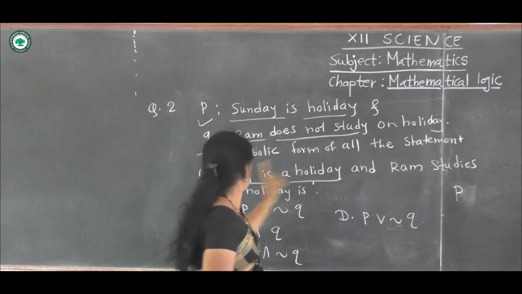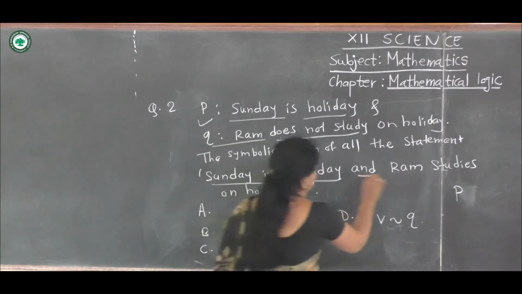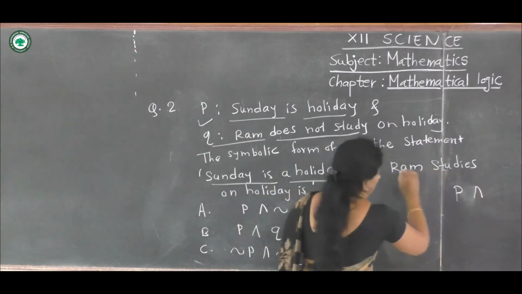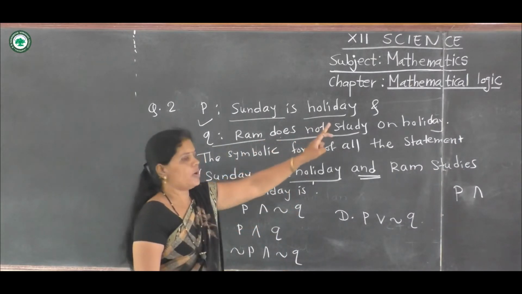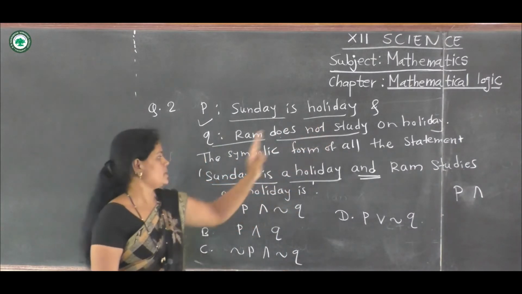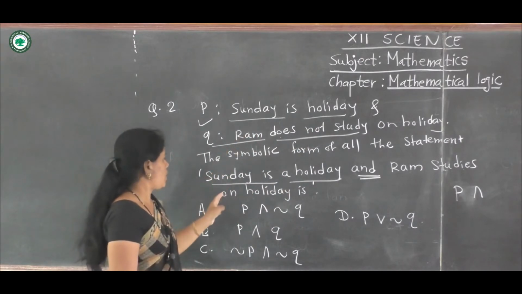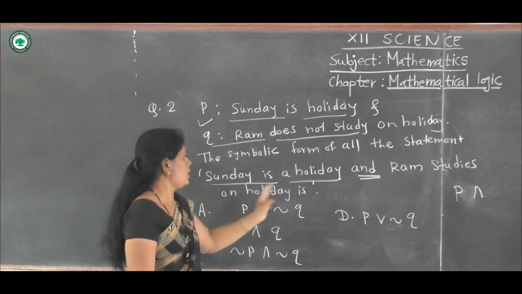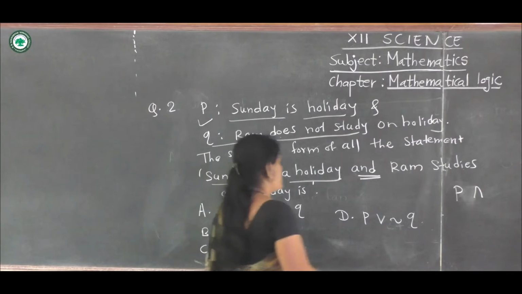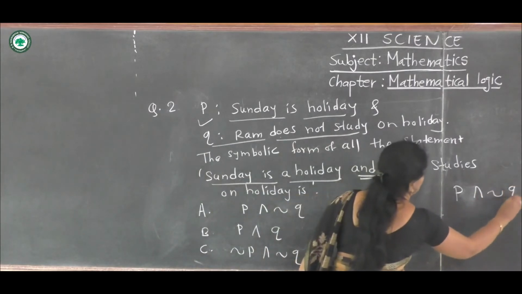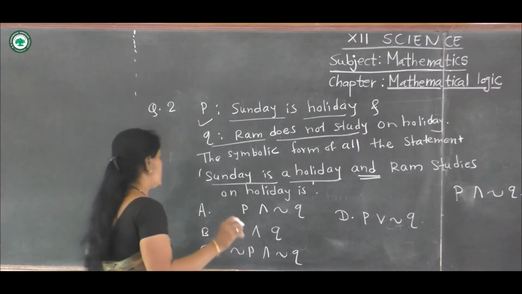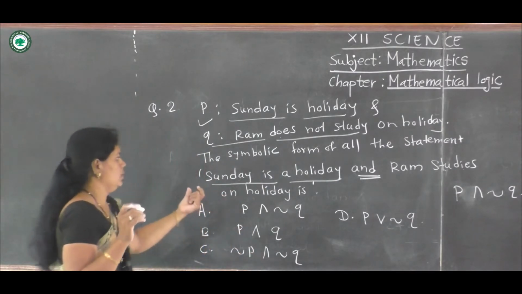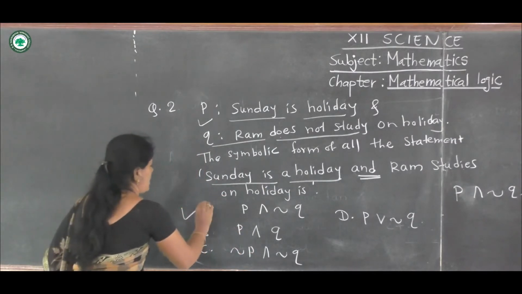Sunday is a holiday, P, and Ram studies on holiday. Ram does not study on holiday. This is the negation of Ram studies on holiday. Therefore, P and negation of Q. Therefore, our answer is option A.